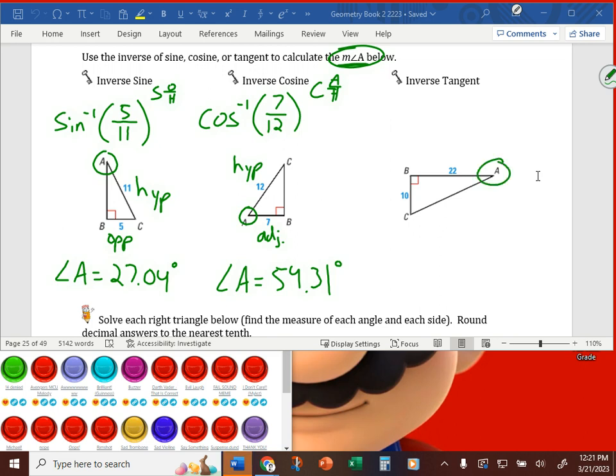Here's an example of tangent, again solving for angle A. And we know this is tangent because of the location of the two sides: 10 is opposite, 22 is adjacent. The only ratio that includes opposite and adjacent is tangent. And the tangent ratio is opposite over adjacent. So in your calculator, inverse tangent, what's the order? Kylie? 10 over 22.